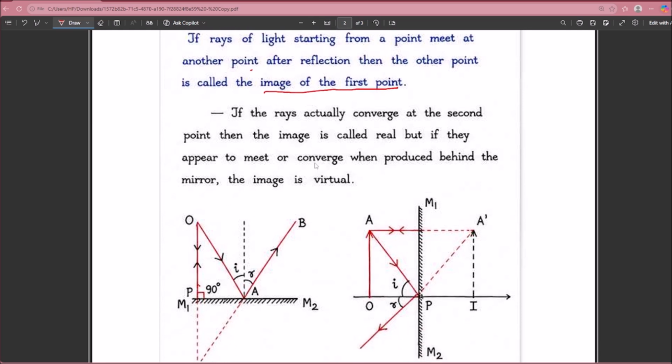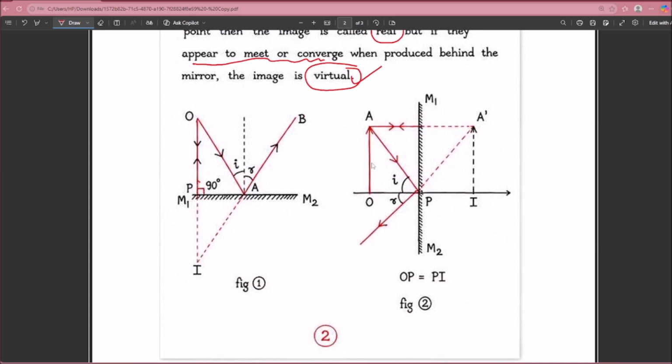So there are two types of images: real images and virtual images. If the light actually converges at the second point, then it is called a real image. If it only appears to meet at the point, and the image is produced behind the mirror, it is called the virtual image. So here we have the virtual image as well as the real image.